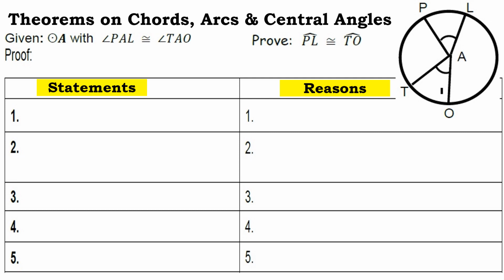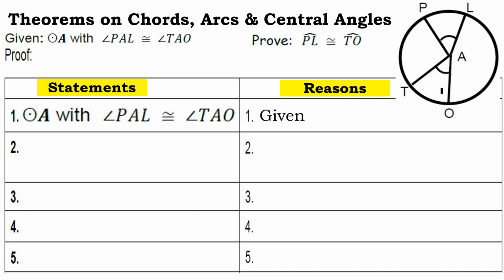So ano ba yung given natin? Circle A with angle PAL is congruent to angle TAO. So we will prove that arc PL is congruent to arc TO. So yung number 1 natin, ang reason natin, obviously, ay given. So next, ipoprove natin na ang arc PL ay congruent sa arc TO.